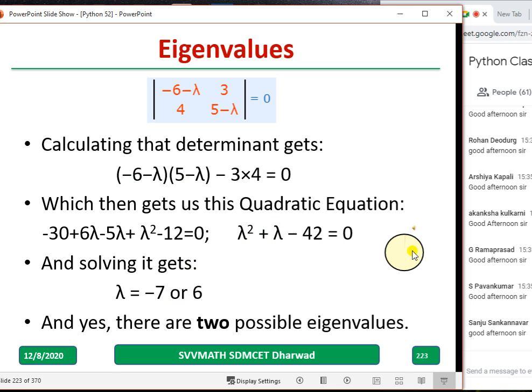Take 30 seconds or 1 minute to go through this. And there are two possible eigenvalues, either minus 7 or 6. Just a revision. I don't want to spend time on this. Just those who are feeling difficulty to recall, for them I am showing 1 or 2 slides. Wait for another 10 to 15 seconds. Then I'll go to the next slide.